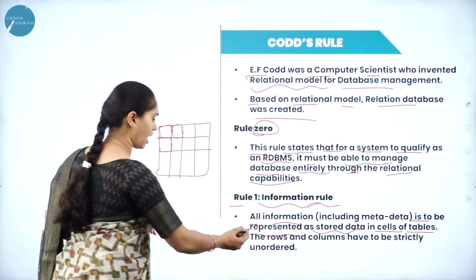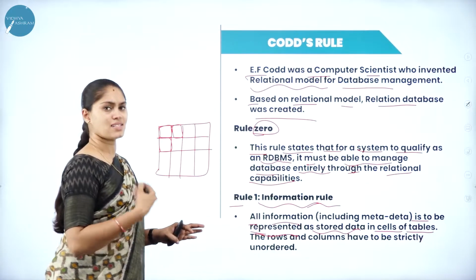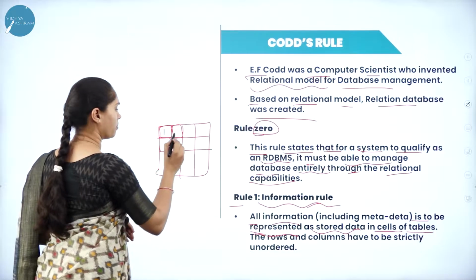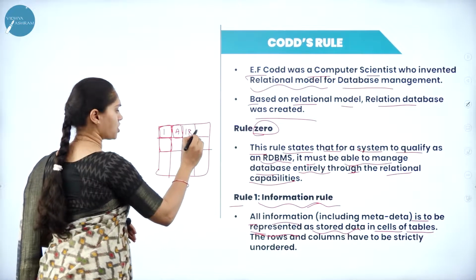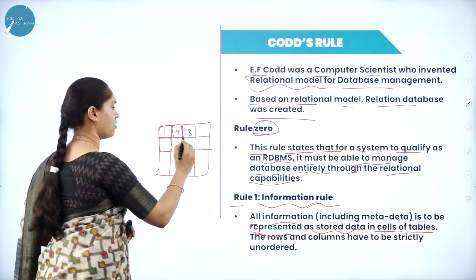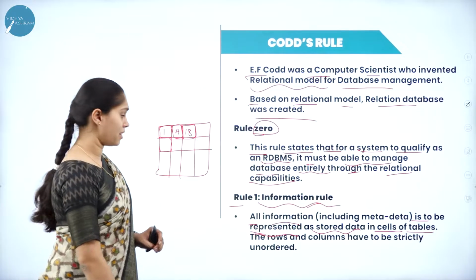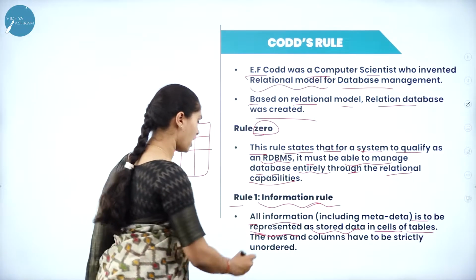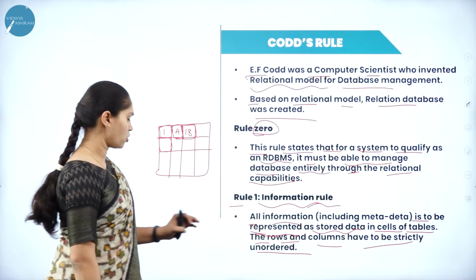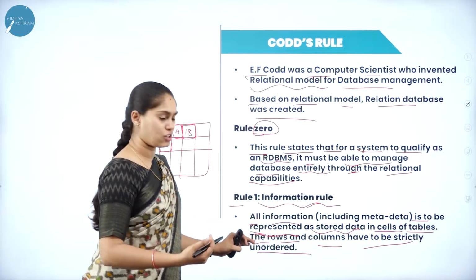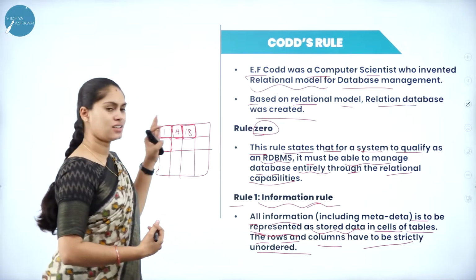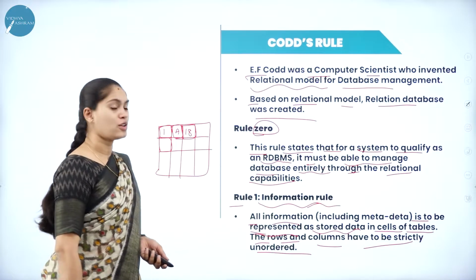Whatever data we have will be represented as stored data in the cells of a table. For example, roll number and their name and their age and their salary. So any kind of data has to be represented within the cells of a table. That is the information rule, so that the rows and columns have to be strictly unordered. This is related to rule 1.